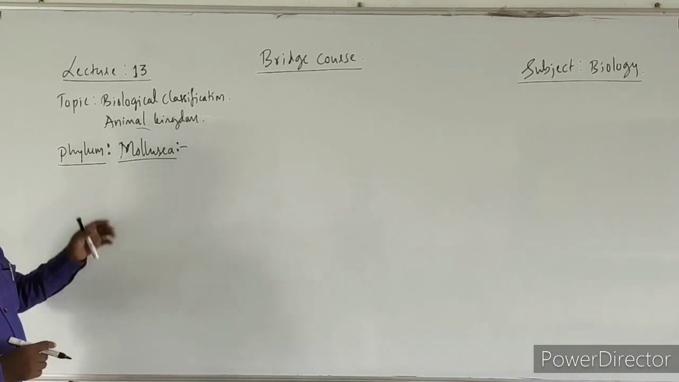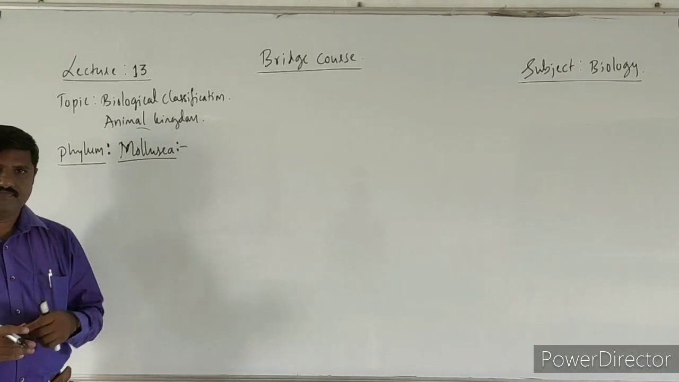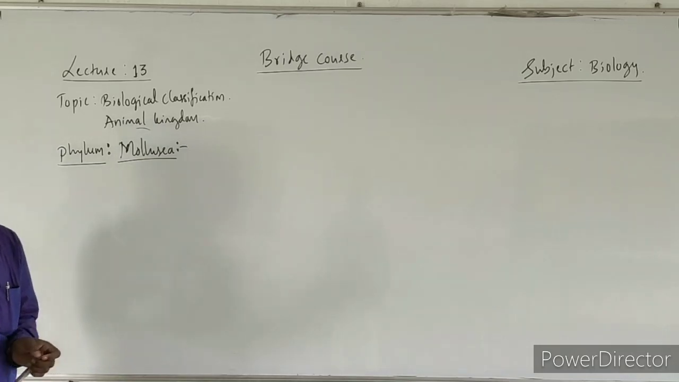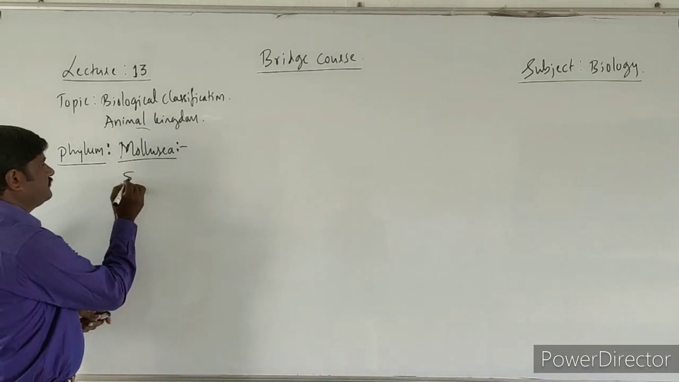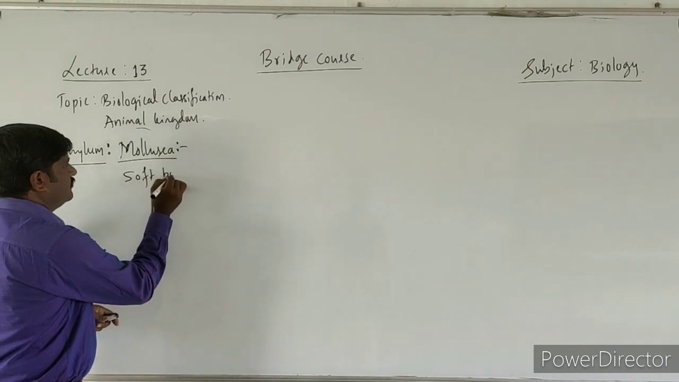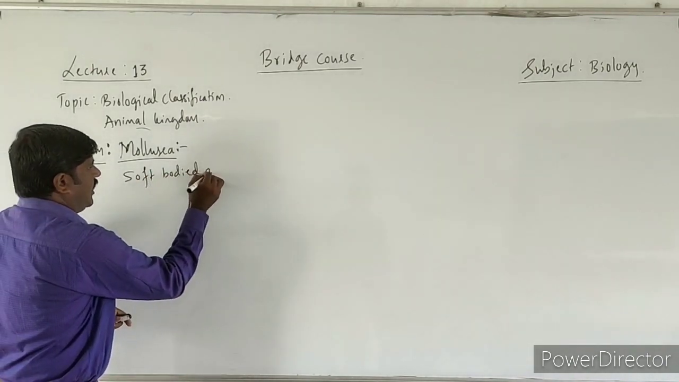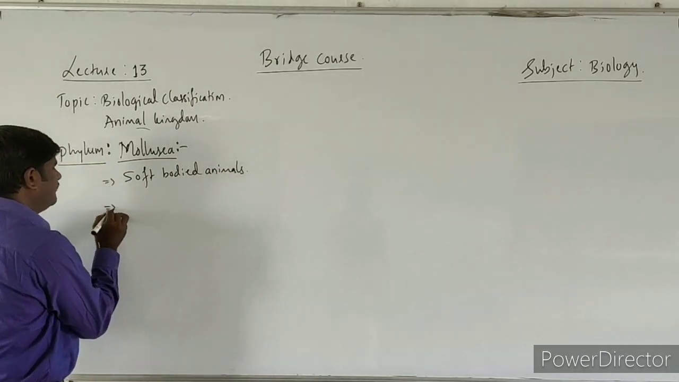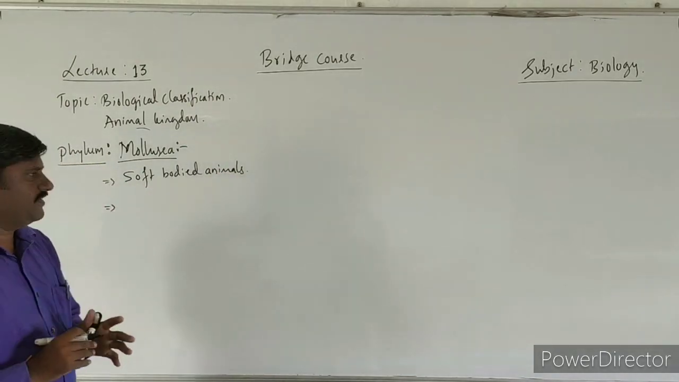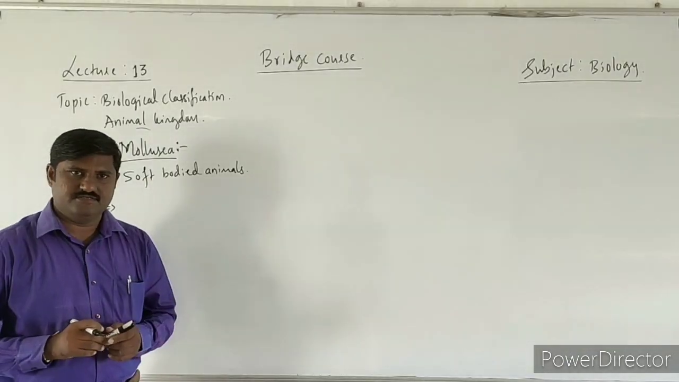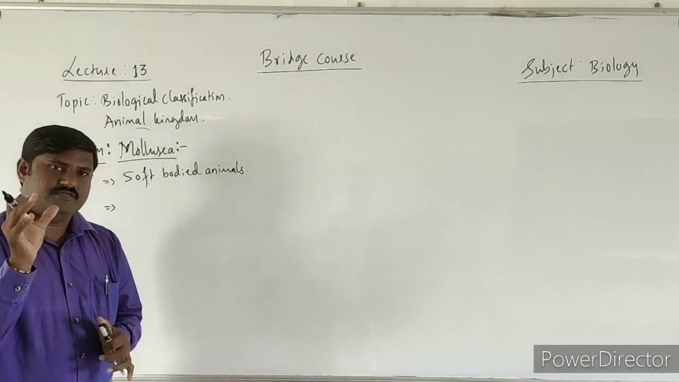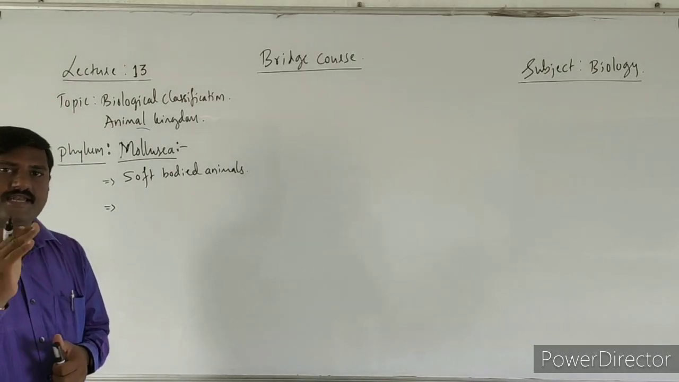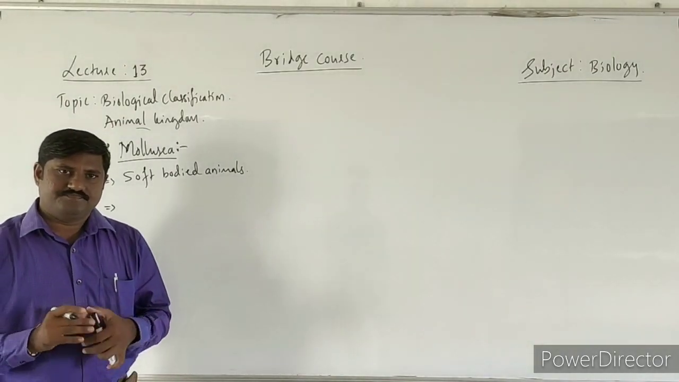The next animal group is phylum Mollusca. As the name suggests, Mollusca means soft-bodied animals. These are soft-bodied animals, right? An example for these animals is octopus, which is the best example for this. Snail is also a good example.